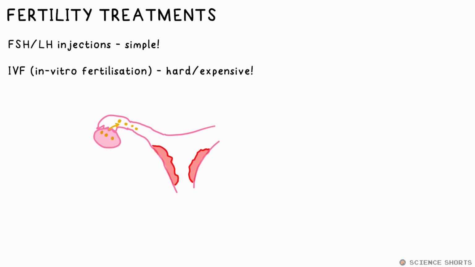Some couples, however, would love to have children but can't due to infertility. Sometimes it's something fairly simple, like not enough FSH or LH produced, which injections can fix. The most expensive solution to bigger issues is IVF, in vitro fertilization.